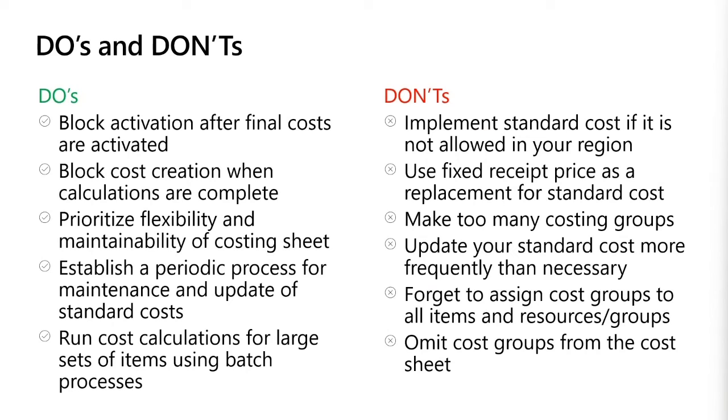Don't forget to assign cost groups to all of your items and resources or resource groups. This will make sure that every source of cost in your business actually gets allocated to the cost sheet. So when we look at a cost sheet, we want to see all the details, and if we leave a cost group off an item, for example, then that item's cost won't be represented in the cost sheet. We also don't recommend that you omit cost groups from the cost sheet in the same way. So we may have the cost groups assigned to our items, but if it isn't on the cost sheet, we won't be able to see the cost of that item.